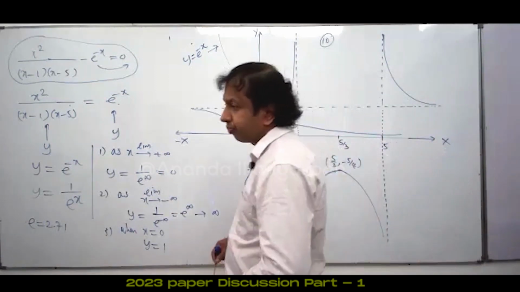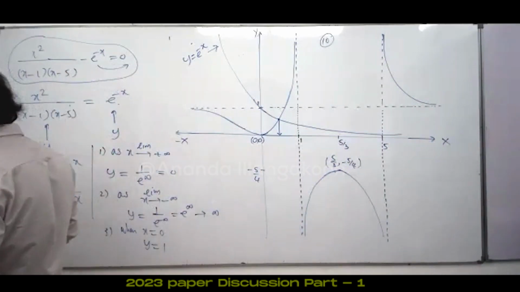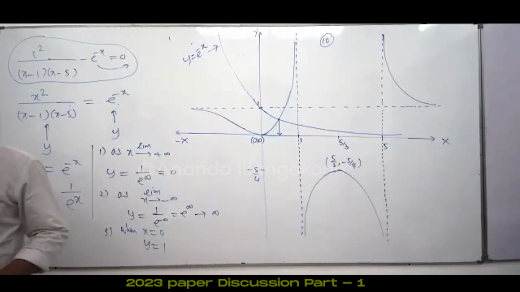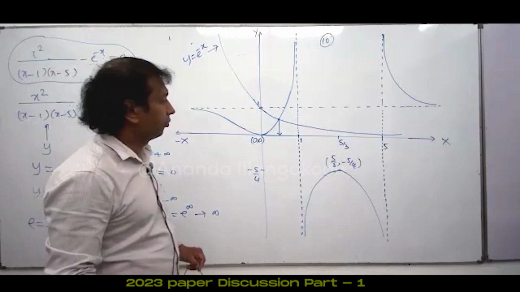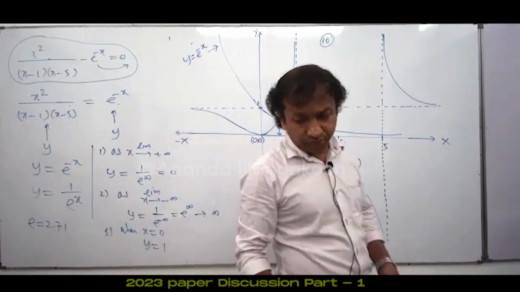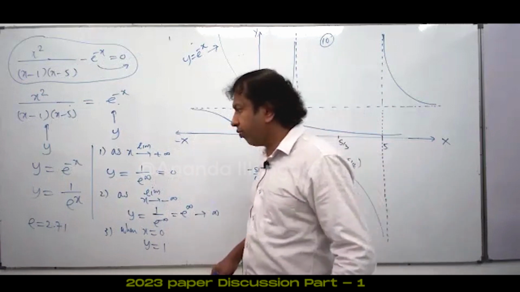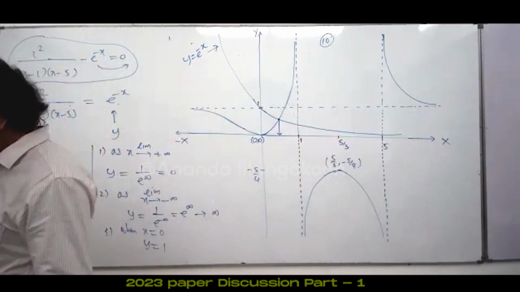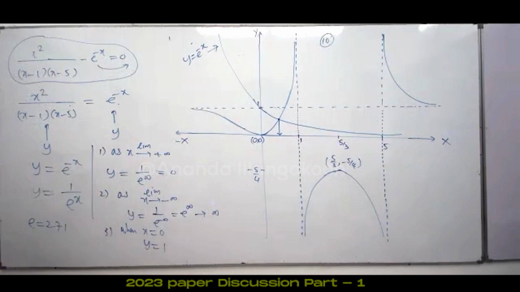By the diagram, the two graphs intersect only at one point. Therefore, the given equation has only one solution.